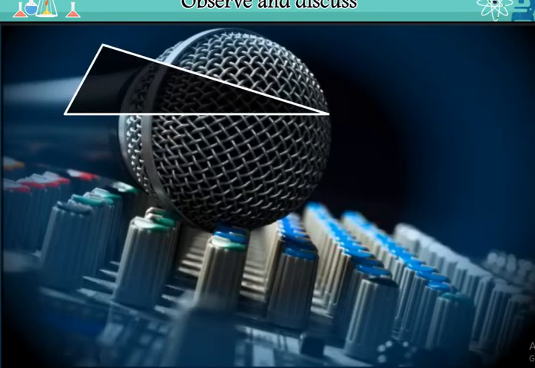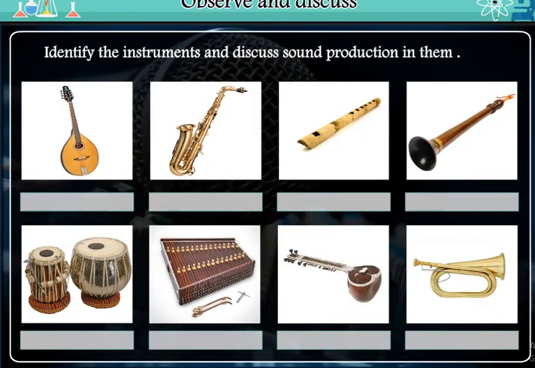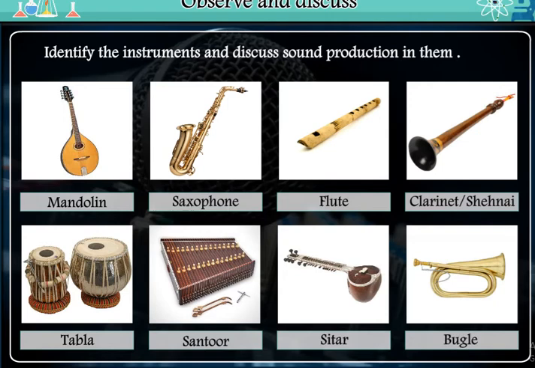Observe and discuss. Identify the instruments and discuss sound production in them. Answer: first, mandolin; second, saxophone; third, flute; fourth, clarinet or shehnai; fifth, tabla; sixth, santoor; seventh, sitar; eighth, bugle.